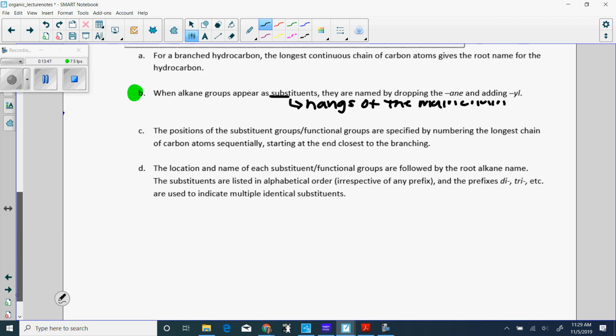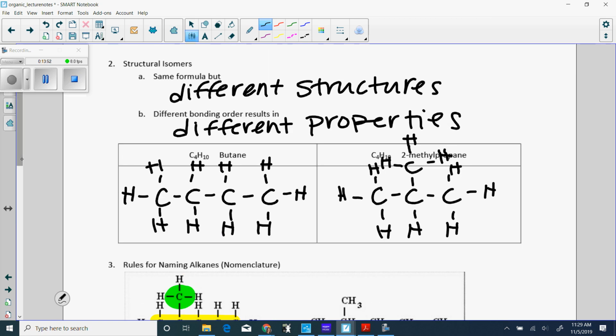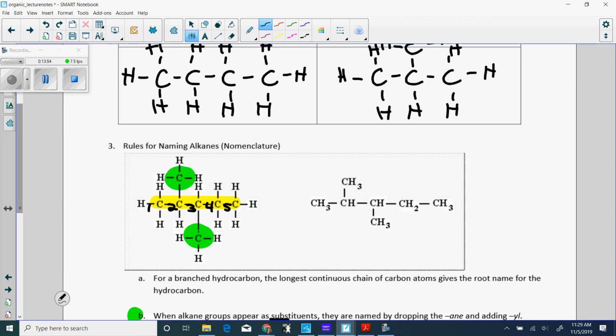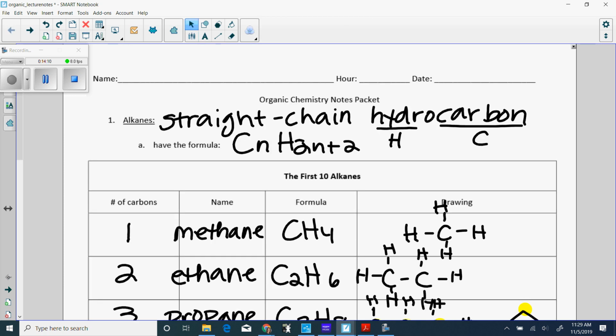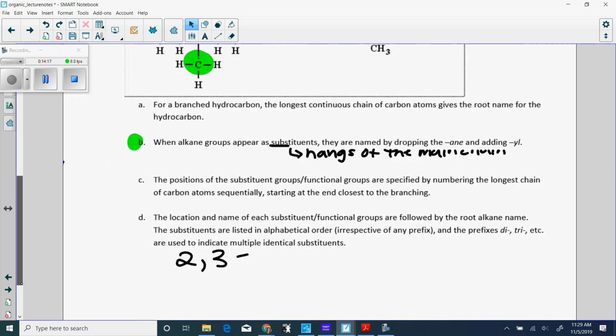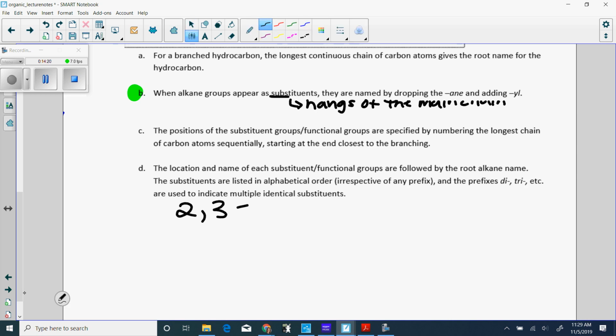Okay, so now we're ready to write. I start with my numbers. I'm going to start with a 2. Why? Because I have a substituent off a 2. I also have a substituent hanging off a 3. So 2, 3, they're separated by a comma. Then I got a dash. What are they? Okay, so because I just learned this, I'm going to page back to here. They're 1 carbons. 1 carbons are called methanes, but since they're substituents, we change them to methyl.